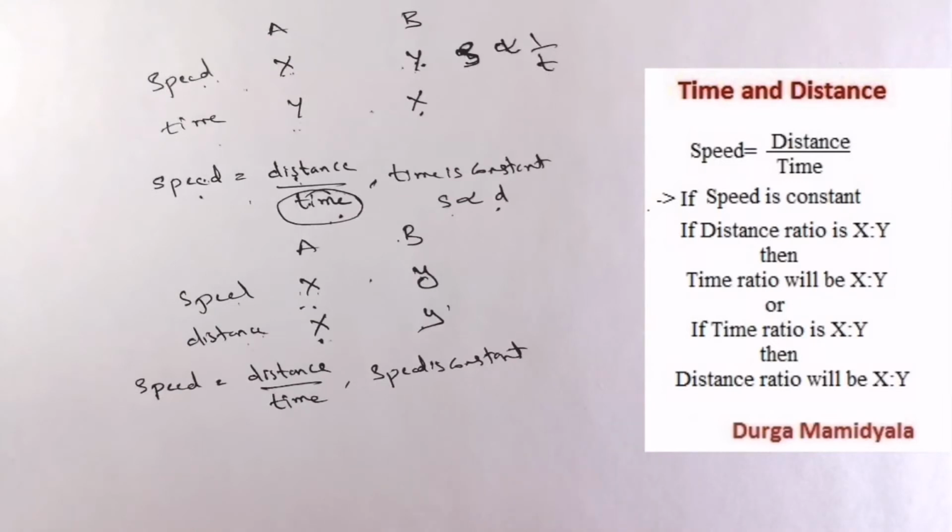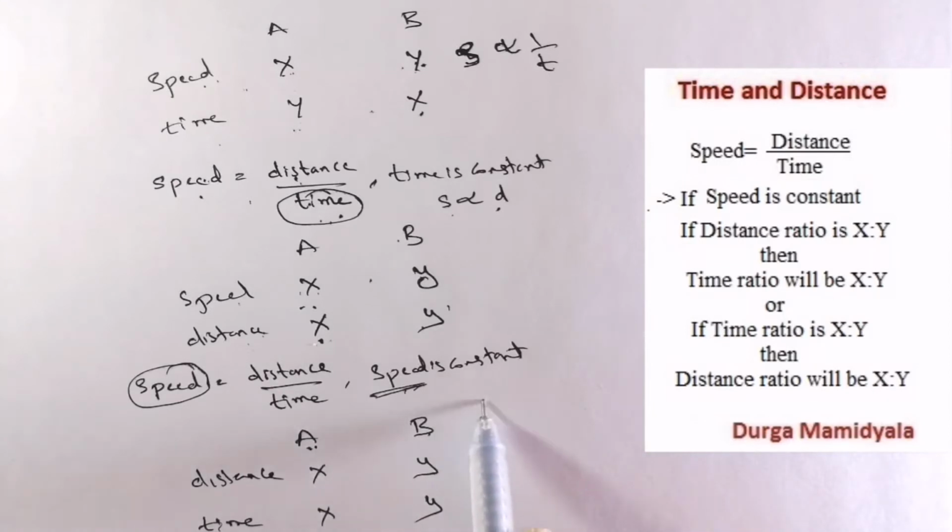We can also derive another case. In the previous cases we took the distance constant and also the time constant. There can be another situation where speed is constant, that is, the speed doesn't change. If you compare two persons A and B, and their speed is constant, the two persons have the same speed. If the distance ratio is given as x is to y, then the time ratio will also be x is to y, because distance is directly proportional to the time, right?